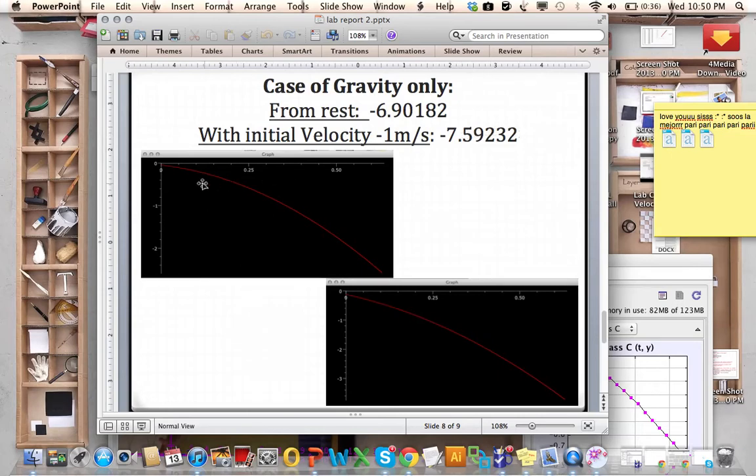7.59232. So in the case of gravity only, it starts getting to the point where the velocity is starting to get constant. In this line, as you can see, the slope is starting to be very constant. And in the case of initial velocity of negative 1 meter per second, same thing, but it starts a lot earlier. So you see the slope starts being constant from a point further up.